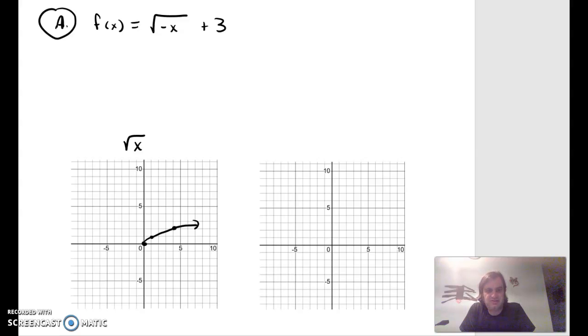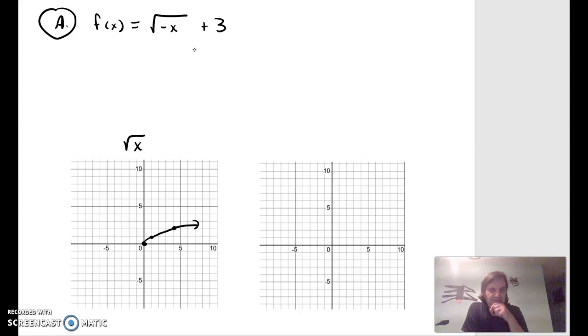Hey, it's Mr. Allred. We have looked at parent graphs and we have looked at their transformations, and we have done some examples, and now we're going to do some practice problems of graphing parent functions that have been adjusted.